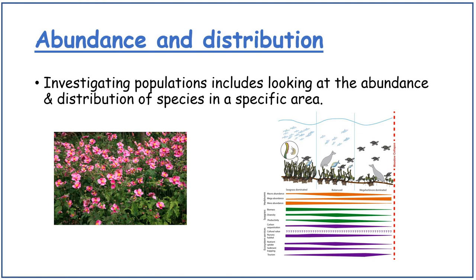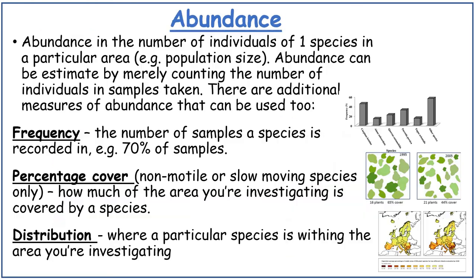So investigating populations includes looking at the abundance and distribution of species in a specific area. Abundance is the number of individuals of one species in a particular area, e.g. the population size. Abundance can be estimated by merely counting the number of individuals in the samples taken. There are additional measures of abundance that can also be used.